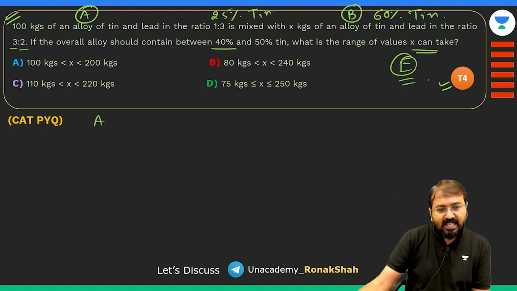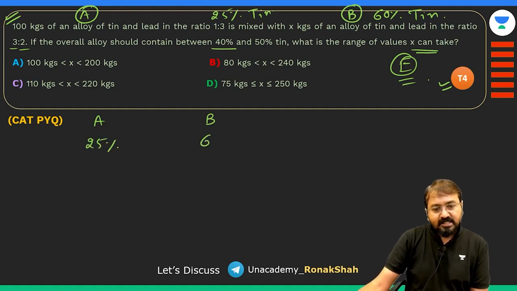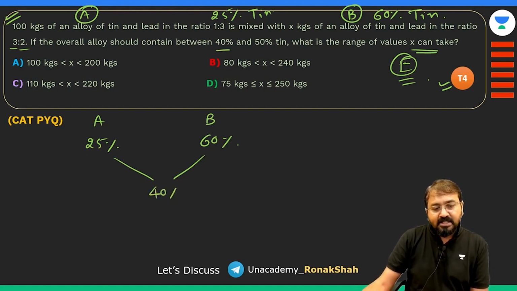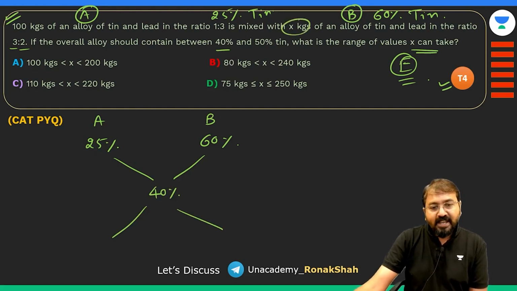So we are mixing A with B. This is 25%, this is 60% tin, and we are mixing. Now they are saying we need to keep the final percentage of tin between 40 and 50. So what if I keep this as 40%? What will be the value of X in that case?